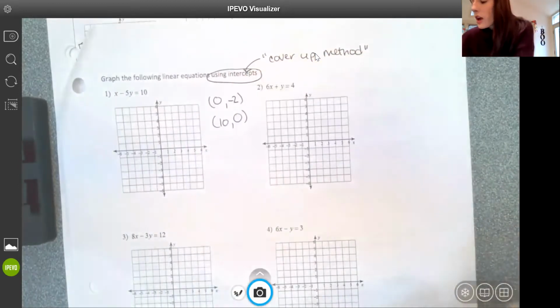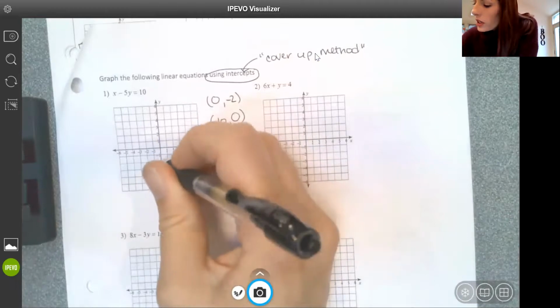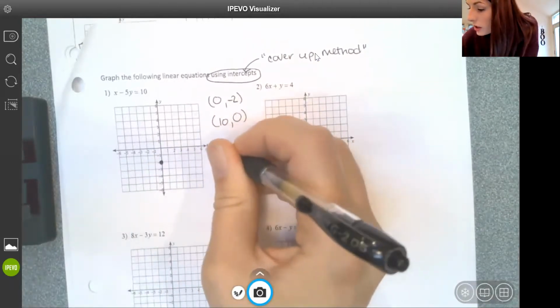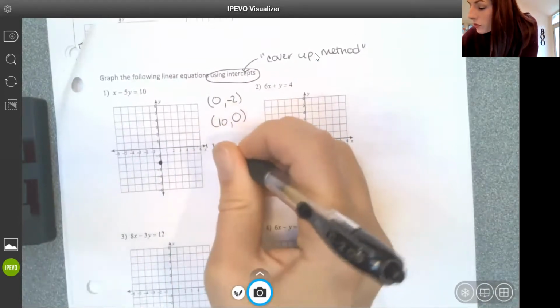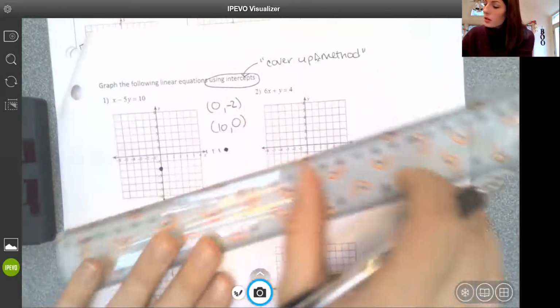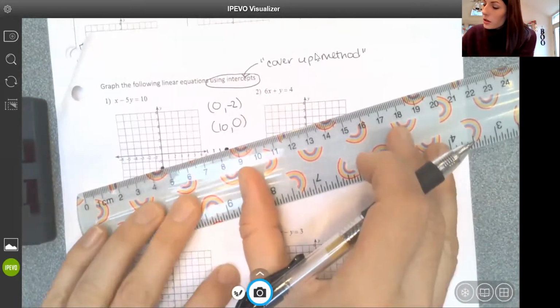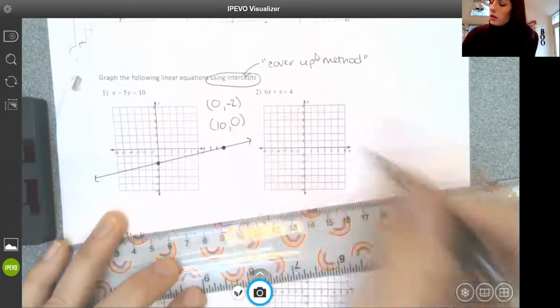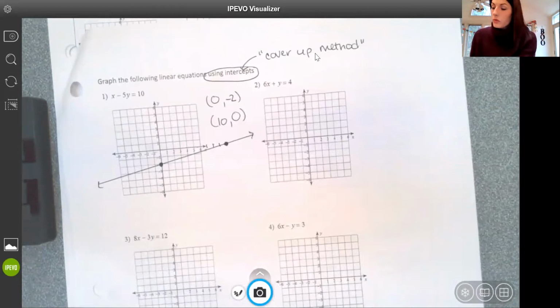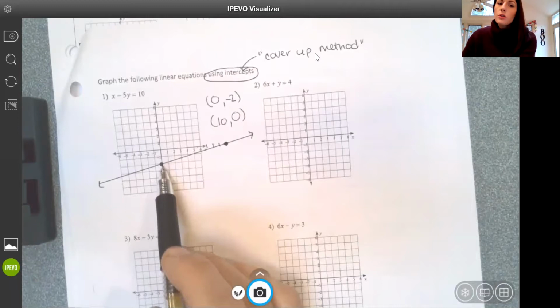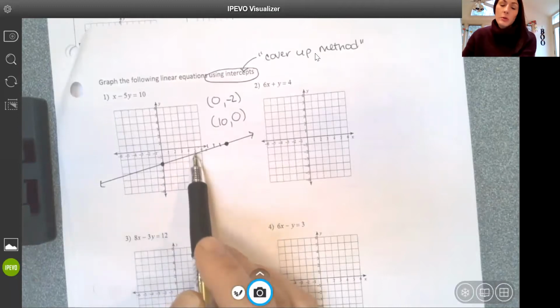Oh no, that's not going to fit in my graph. We'll do the best we can. So I go 0, -2, and then I have 10, 0. So 6, 7, 8, 9, 10. There's my x-intercept and my y-intercept. And I connect them. And there's my line. Now, if I had used slope and y-intercept, I would have had a y-intercept at -2 and a slope of 1/5, which would have just given me that point instead. Same line, different way of getting there.